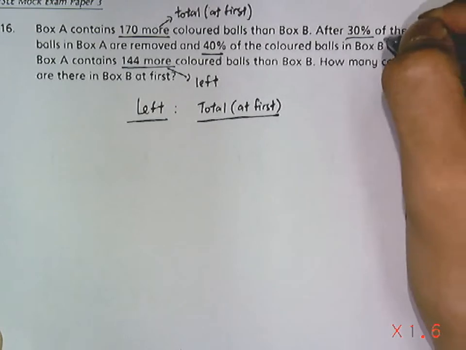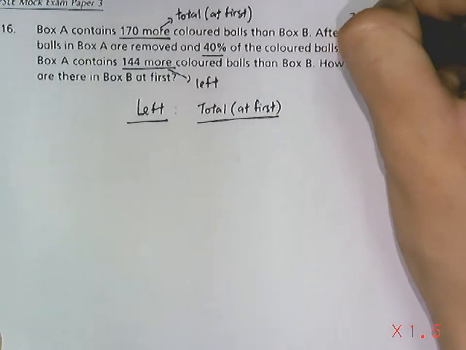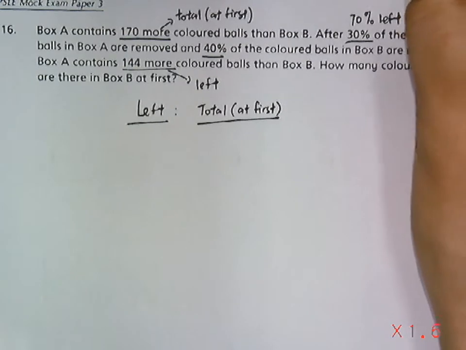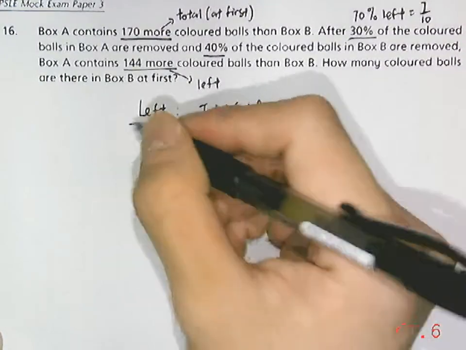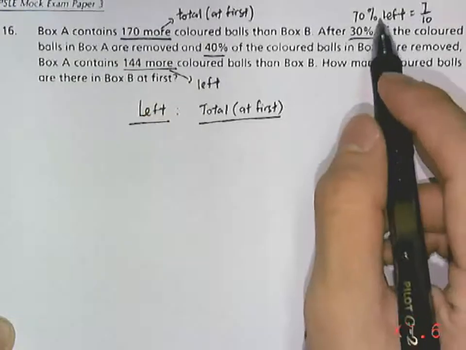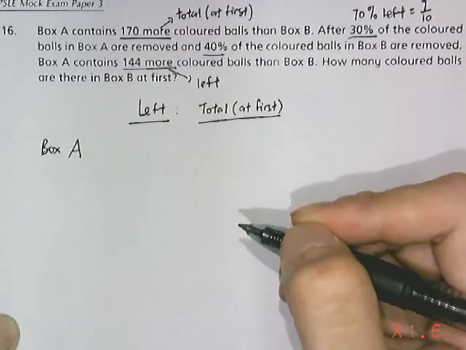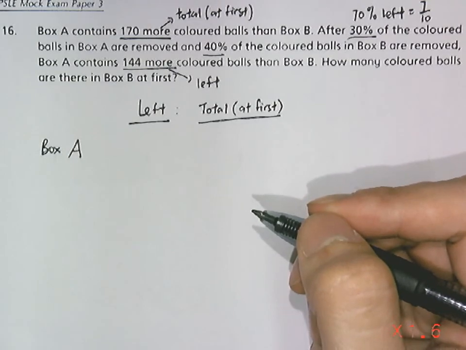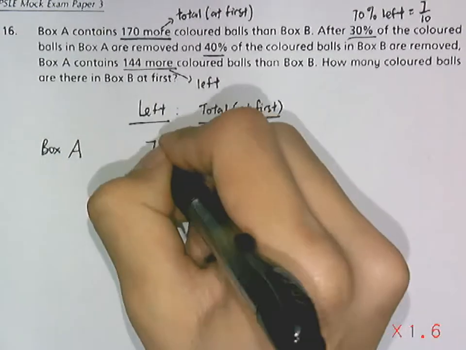So 30% of color balls in box A are removed, so that means 70% left, and 70% you can write as 7/10. We need this 7/10. So in box A, the ratio of the number of color balls left to the total number of balls in box A at first is 7:10. You can start off with units.